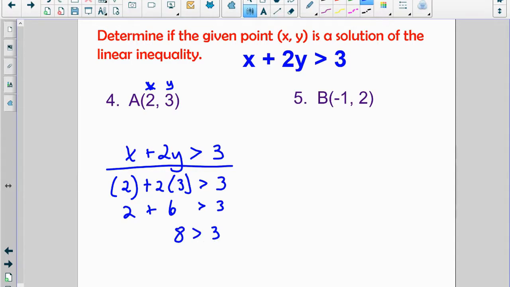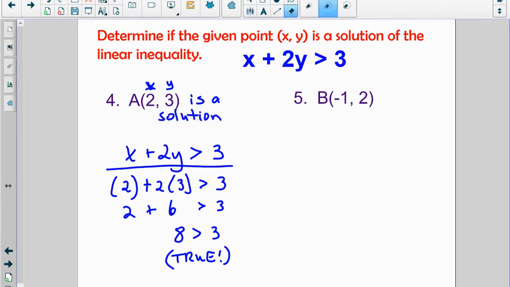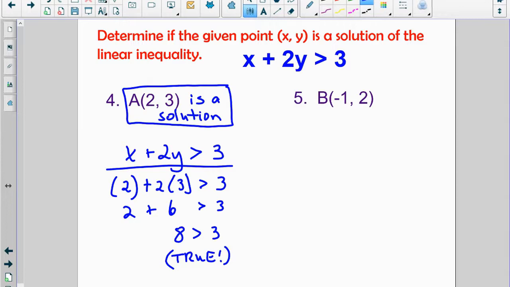Now remember, it doesn't mean that they have to be equal. It actually means the left side has to be bigger than the right-hand side. Now, because this is true, true isn't the answer, by the way, so I'm going to put that in parentheses. But because that's true, point A is a solution. It would be on the shaded side if we were to graph this inequality, or possibly on the boundary line. But because we ended up getting two numbers that were different in our inequality, it's going to be on one side of the boundary line, the shaded side.